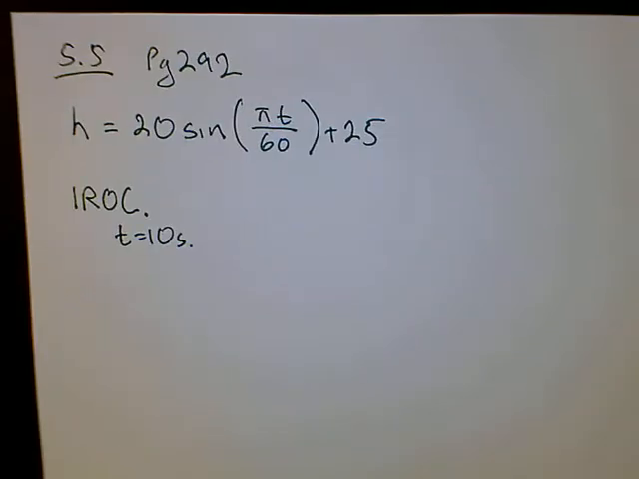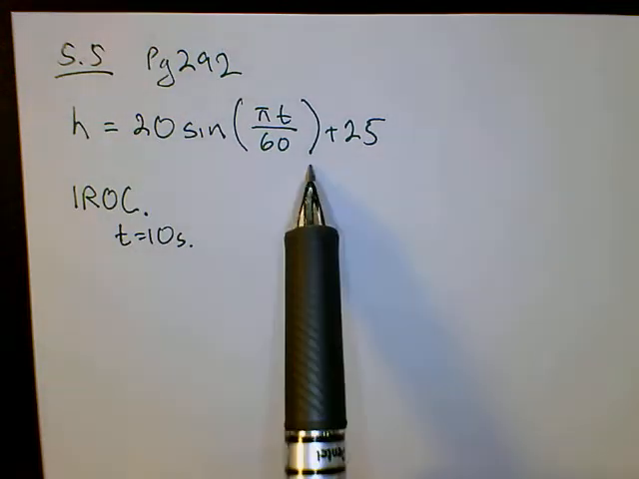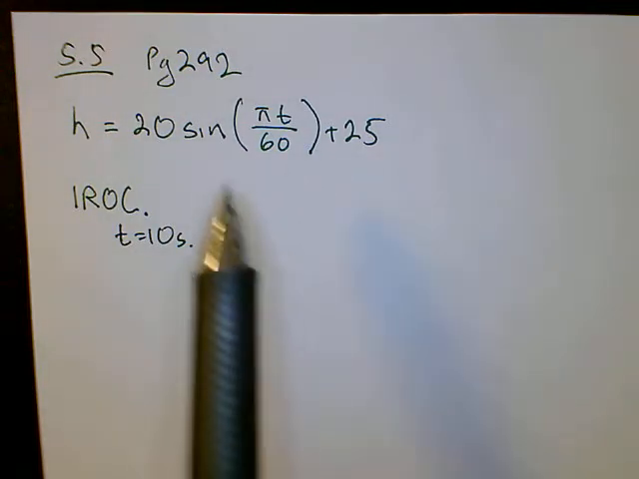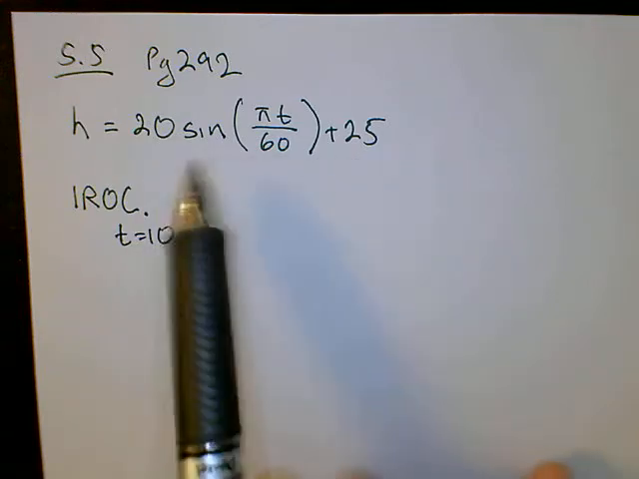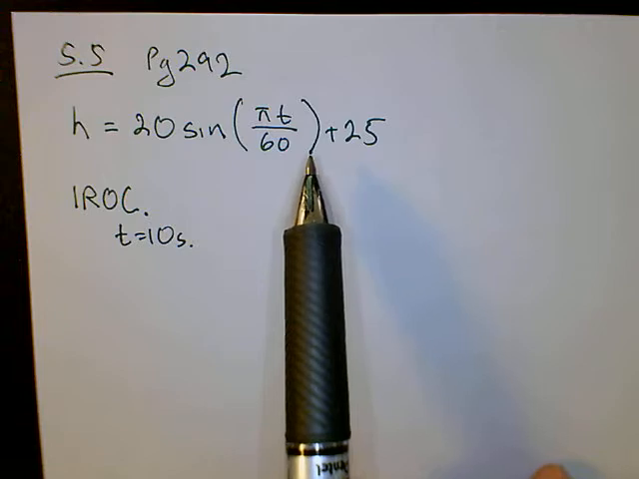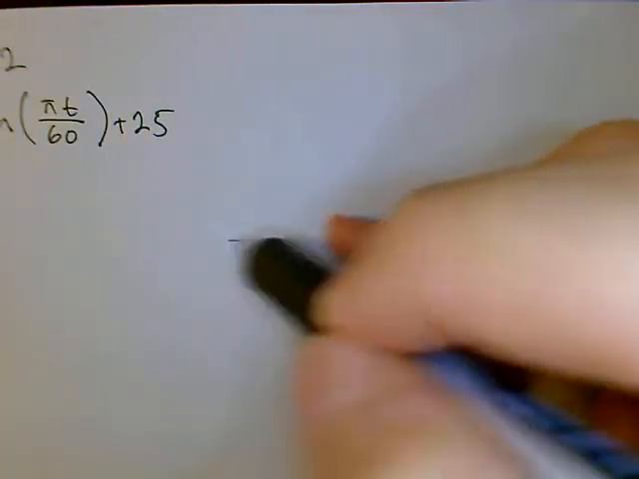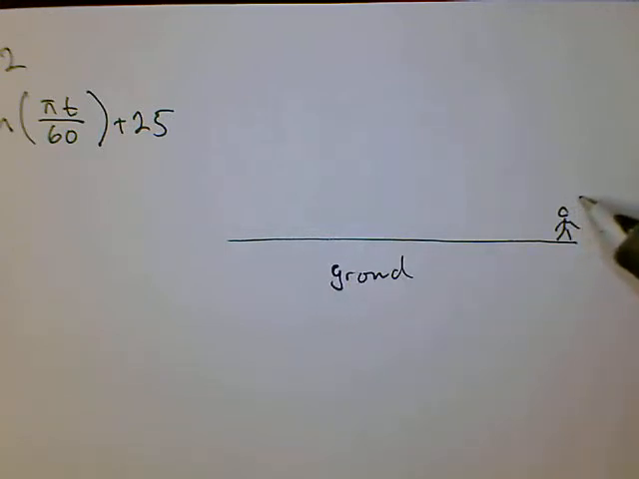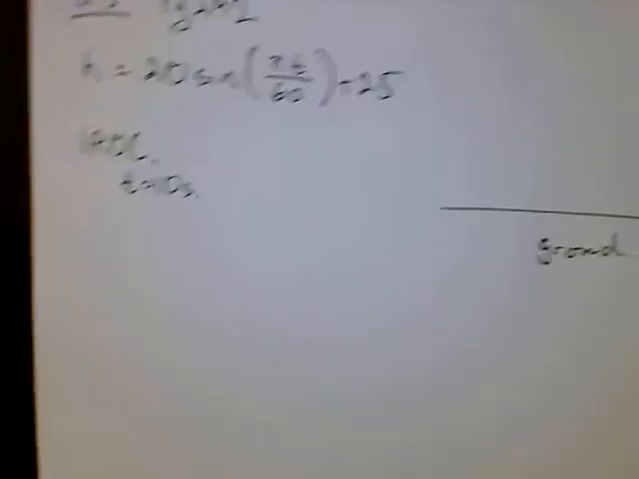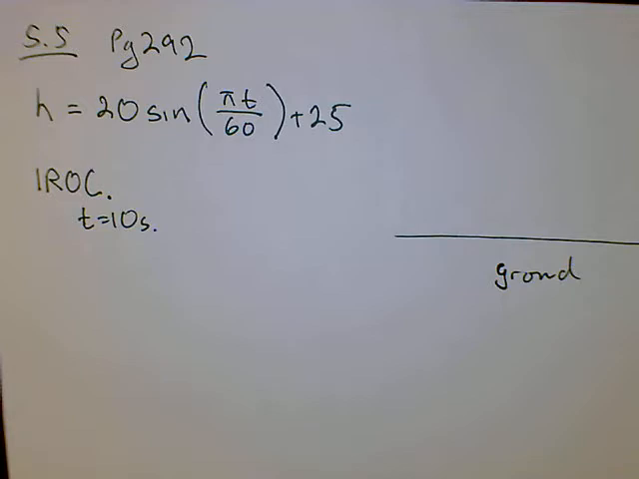But just as a fun exercise, if this equation is describing a Ferris wheel, what are some things you can tell me about the physical characteristics of the Ferris wheel? What do you know about the Ferris wheel? If I were to draw this picture, this is the ground, and this is me, being very, very happy. What can you tell me about this Ferris wheel? Give me one. It's 25 meters above the ground.